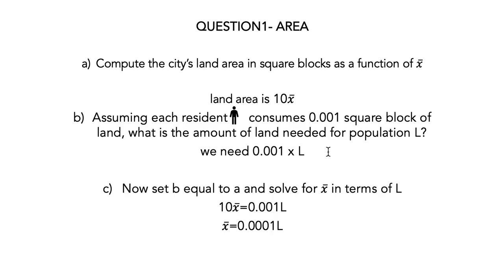In other words, if the population increases or decreases, how much will X bar change? X bar, as you know, is the distance from the center to the farthest house. We equate the land area to the land needed, and we get that X bar is equal to 0.0001 L. So this is the equation that gives you how much land you need in terms of the population. It's a little counterintuitive that the textbook uses L for population, but bear with me, L is population.